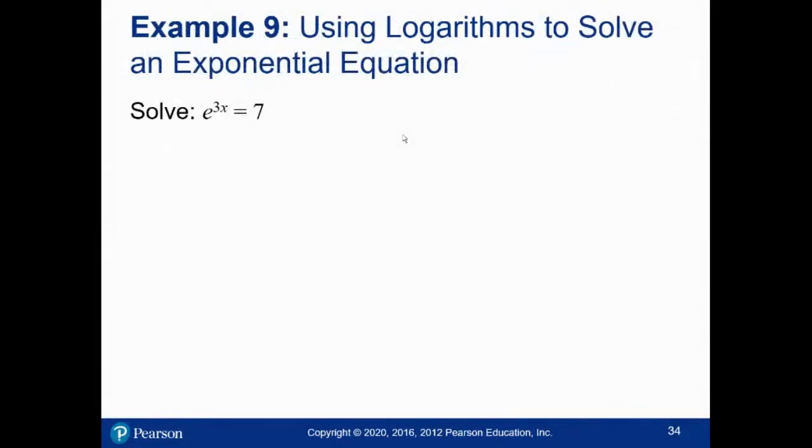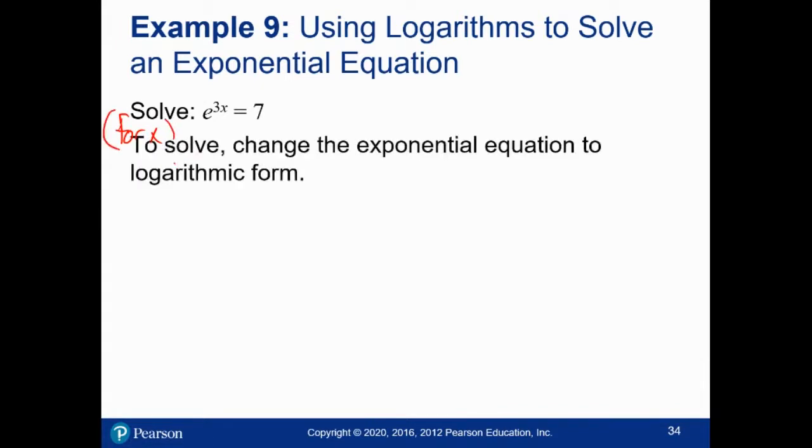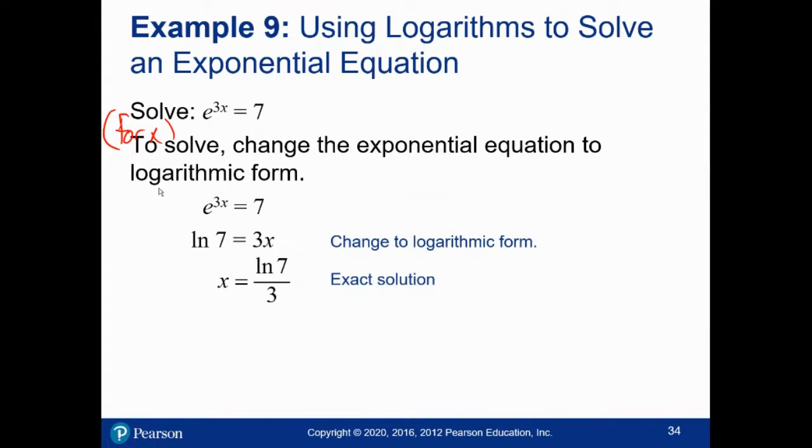Okay, how about this? E to the 3x equals 7. Solve for x. Convert it to a log. If e to the 3x is 7, then 3x is the natural log of 7, which means x is just the natural log of 7 over 3.